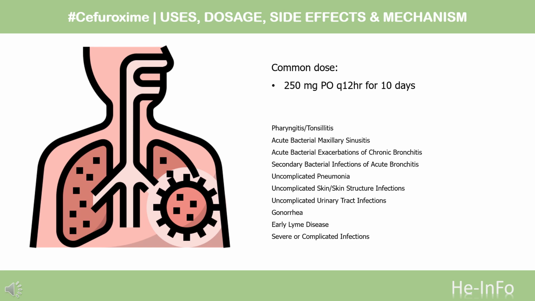Gonorrhea. Uncomplicated: 1 g PO, or 1.5 g IM once at 2 different sites with 1 g probenecid PO. Disseminated: 750 mg IV/IM Q8HR. Early Lyme disease: 500 mg PO Q12HR for 20 days. Severe or complicated infections: 1.5 g IV/IM Q8HR, may be administered Q6HR in life-threatening situations.